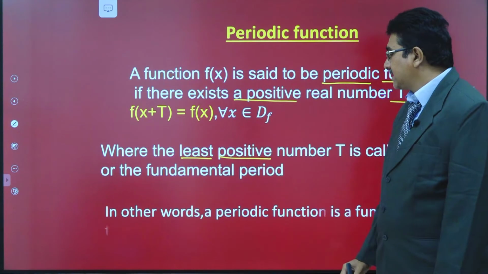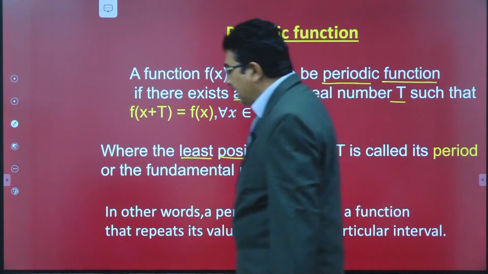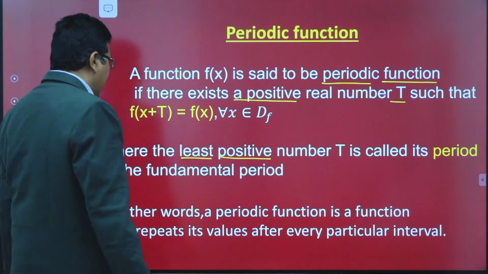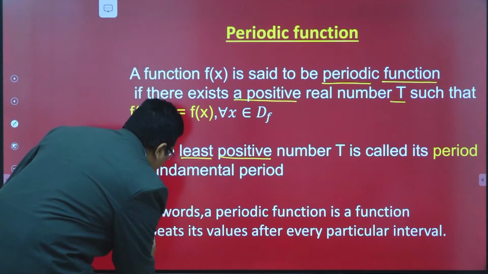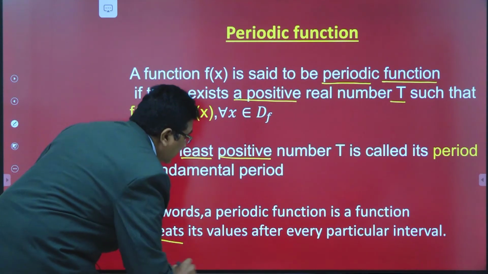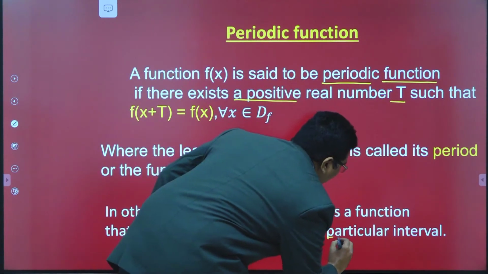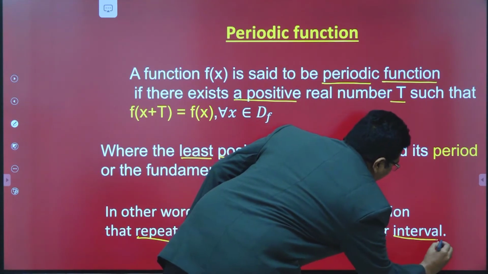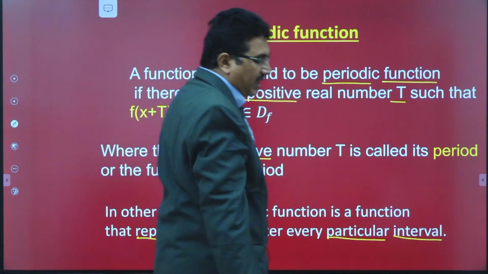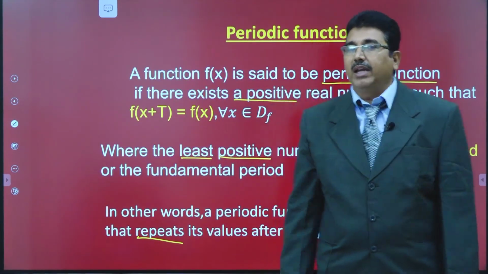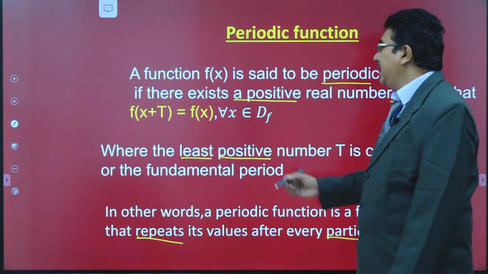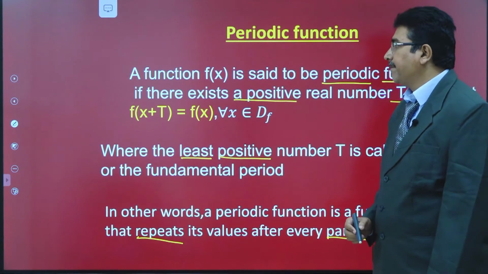In other words, a periodic function is a function that repeats its values after every particular interval. Right, this is the periodic function, and this is the way to define the period of a function.